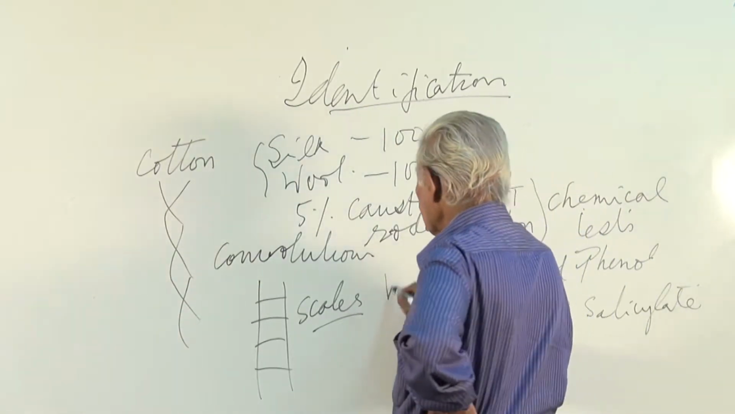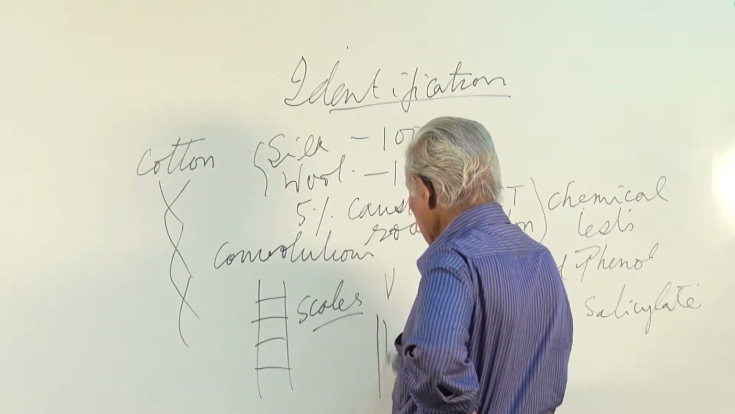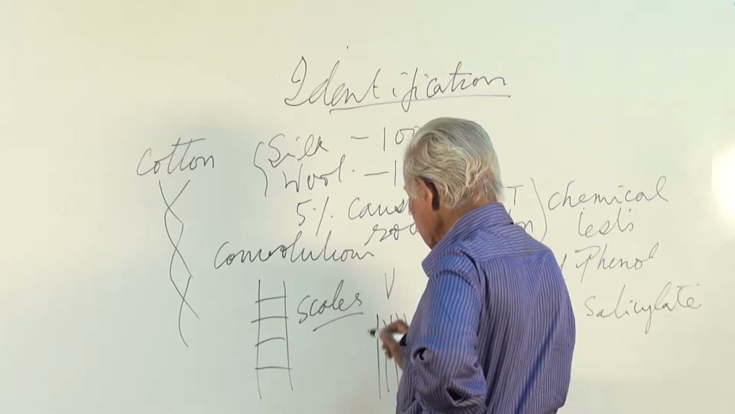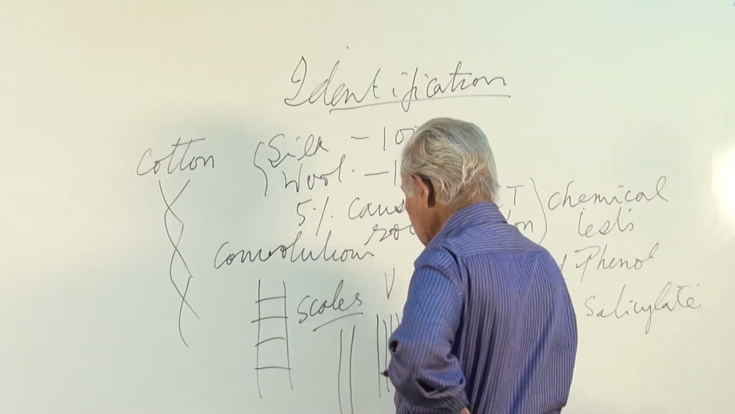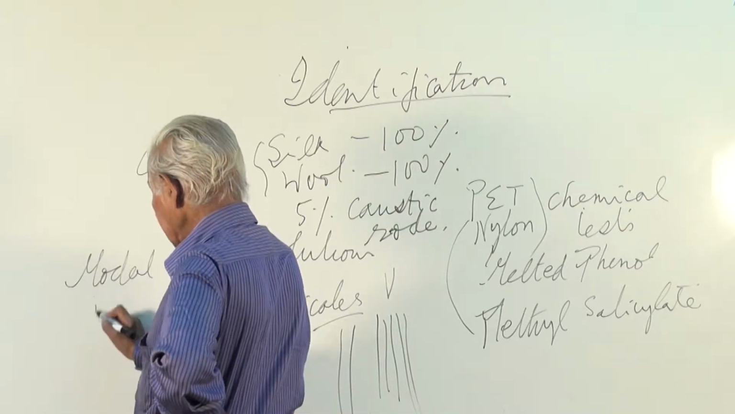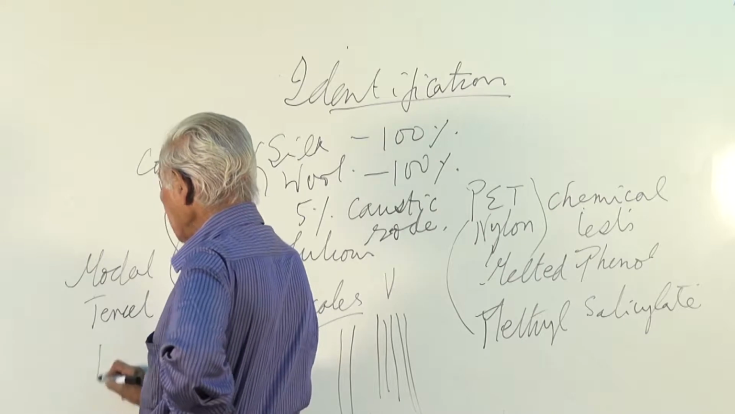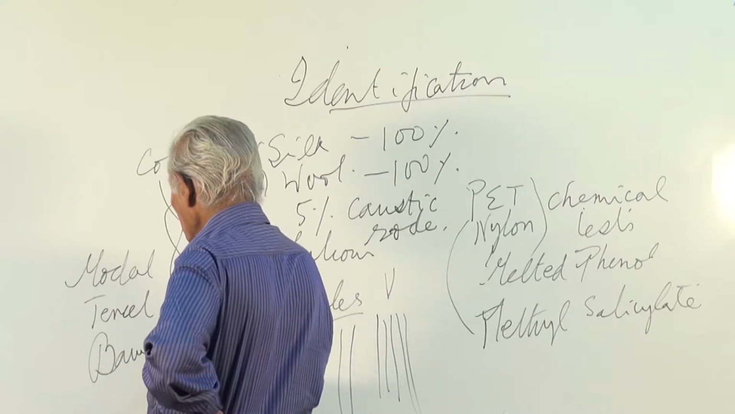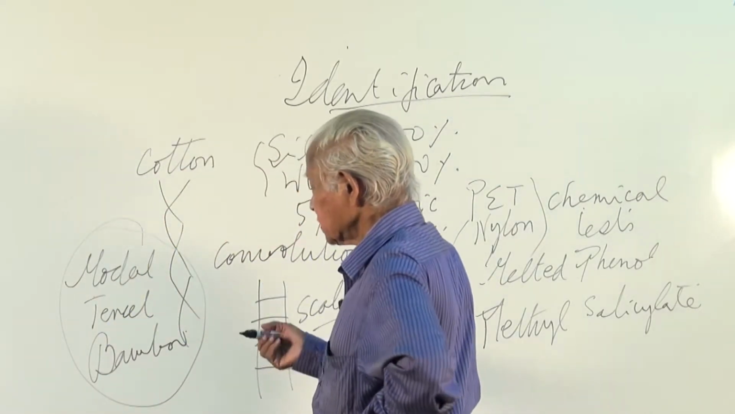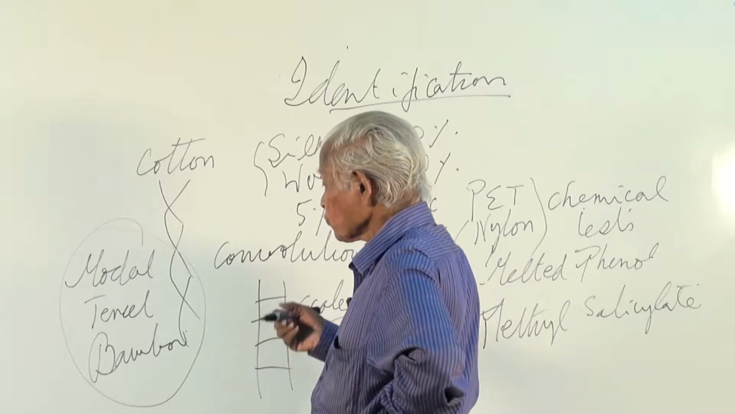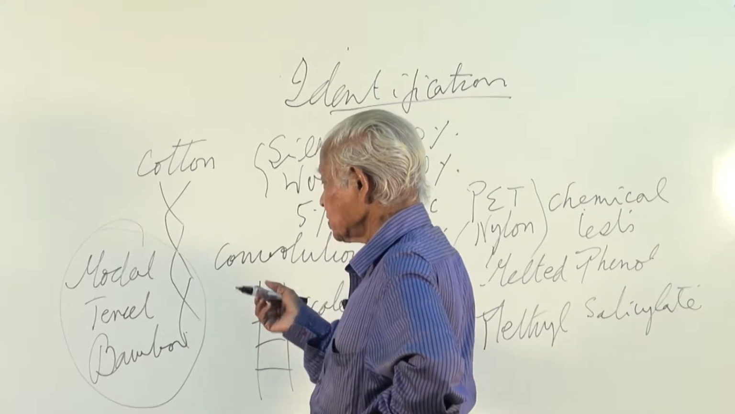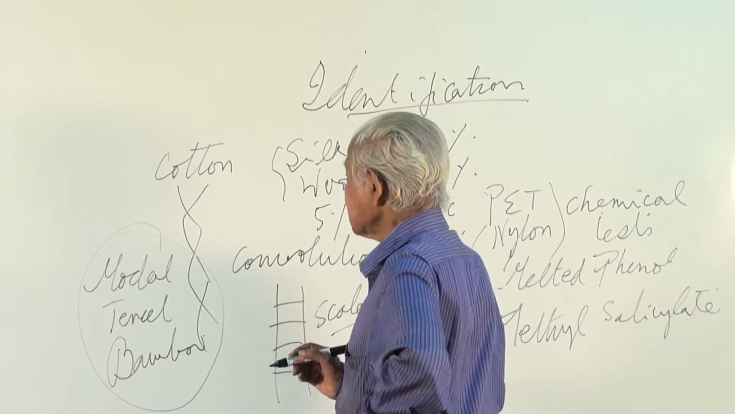And viscose rayon is a fiber which has got longitudinal striations in the longitudinal view, and some of the advanced cellulosic fibers are mostly cylindrical. Now we have three types of cellulosic fibers: modal, tencel, bamboo. So identification of this is somewhat difficult because all are cellulosic fibers, and no chemical test is possible because all will dissolve in 80% sulfuric acid.